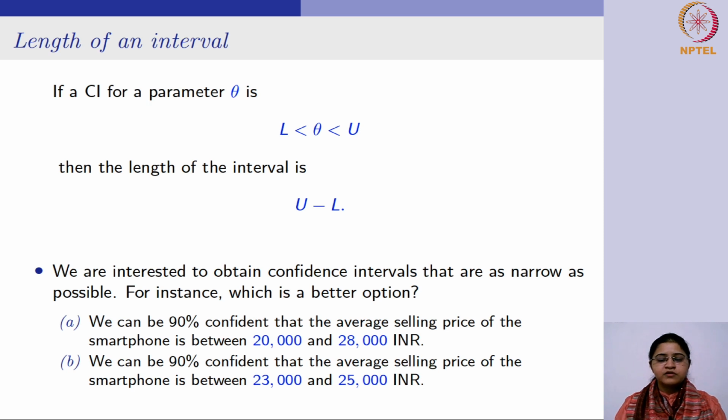The one in which you have the lesser range, because in that case it shows that you are more confident that this is going to happen with 90% confidence. So in this case the second option is better because you are more confident. This is a wider range.